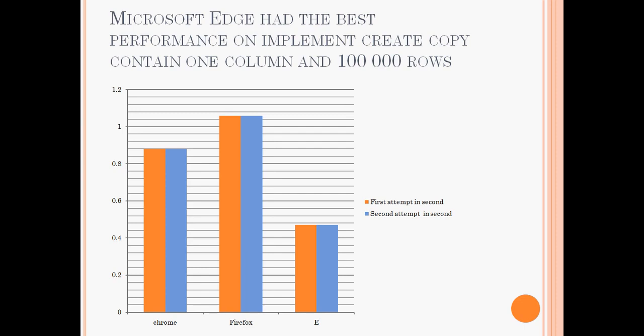Microsoft Edge had the best performance on creating a copy containing one column and 100,000 rows. The chart shows that Microsoft Edge takes the lowest time to implement create copy containing one column and 100,000 rows, therefore it's the best performance.